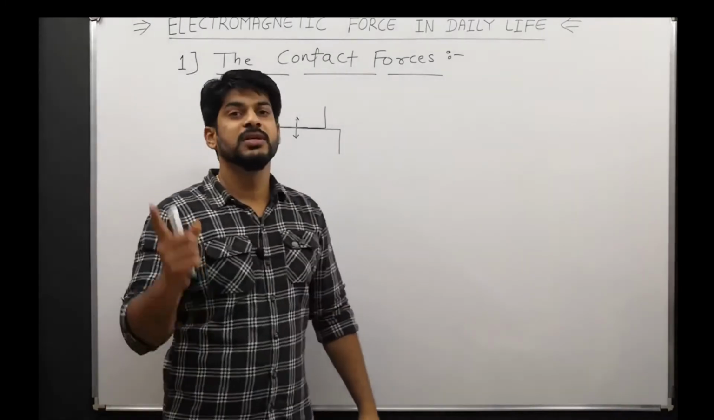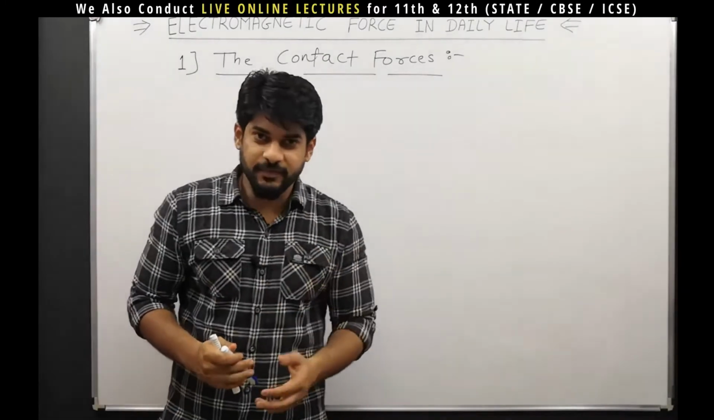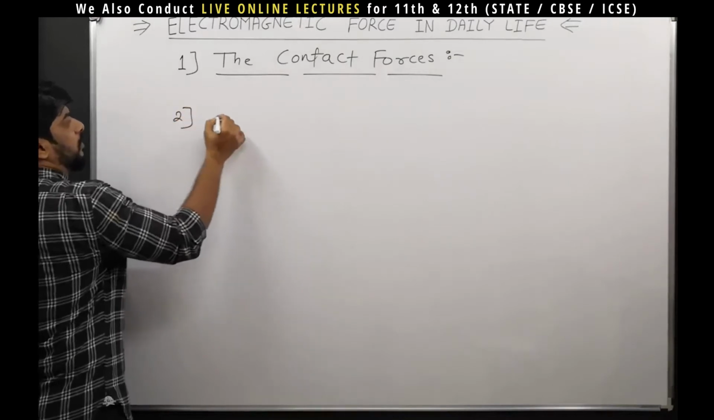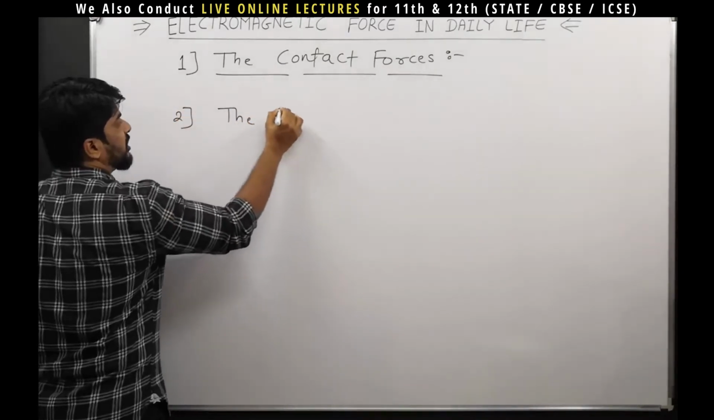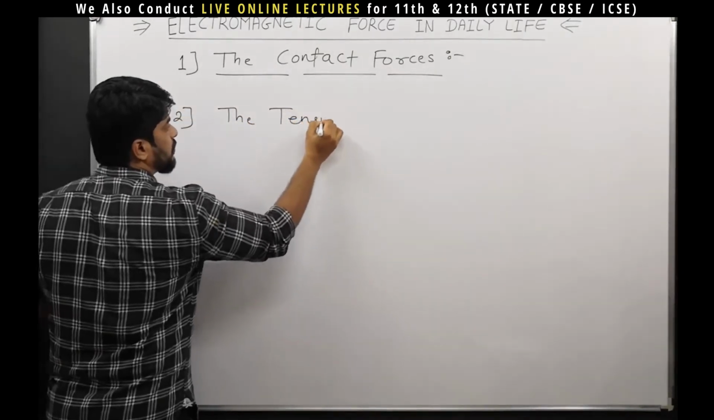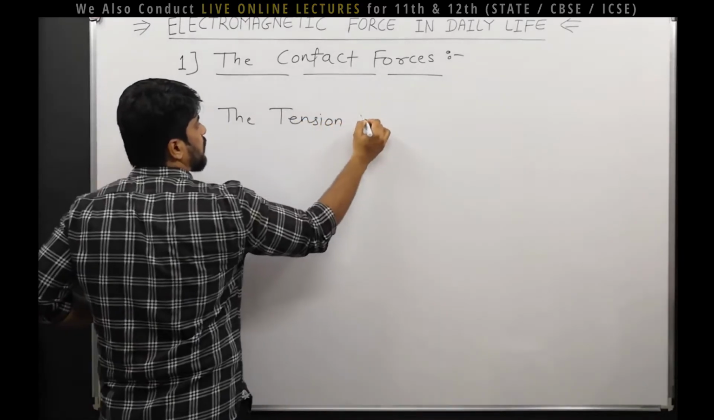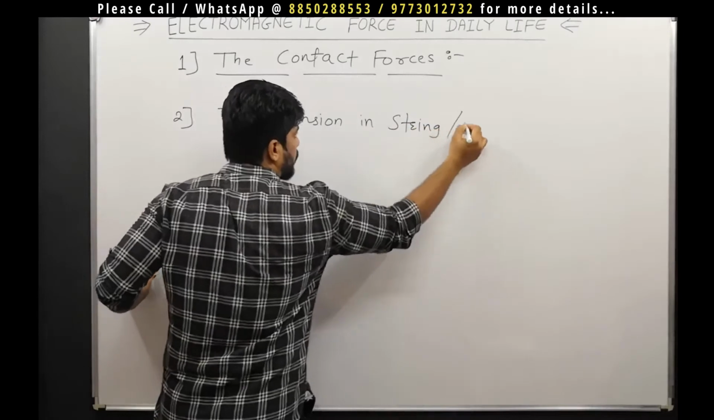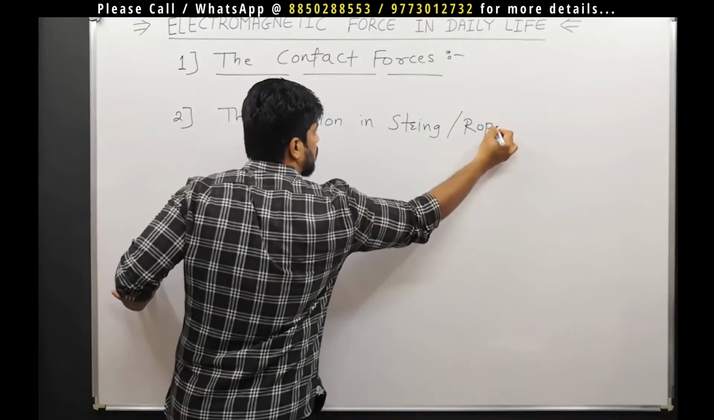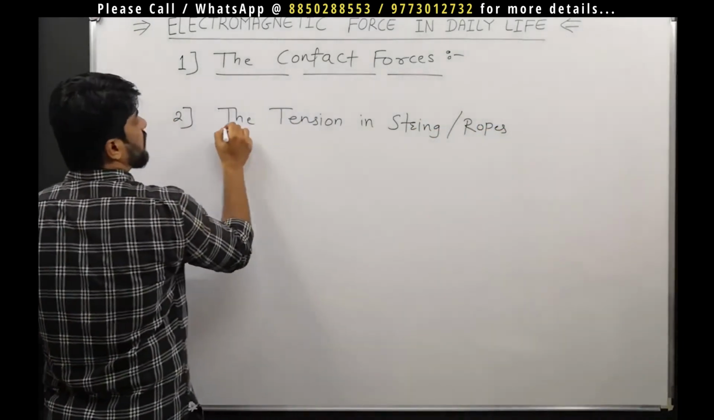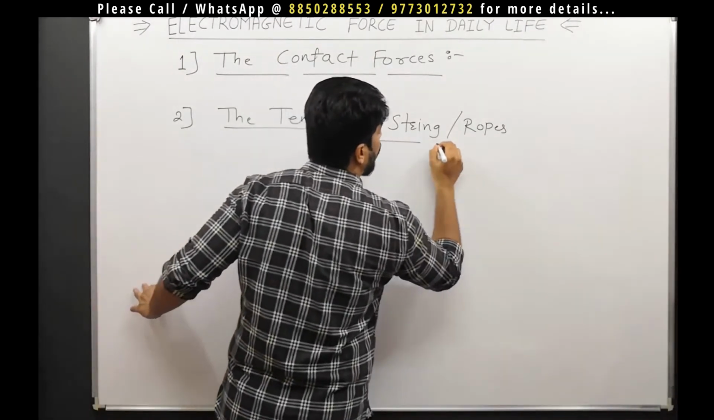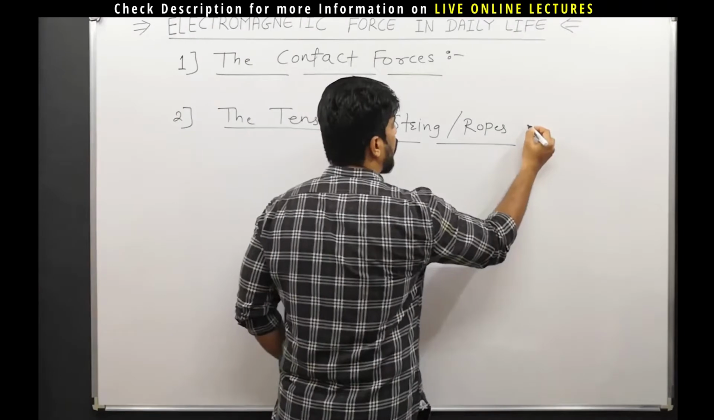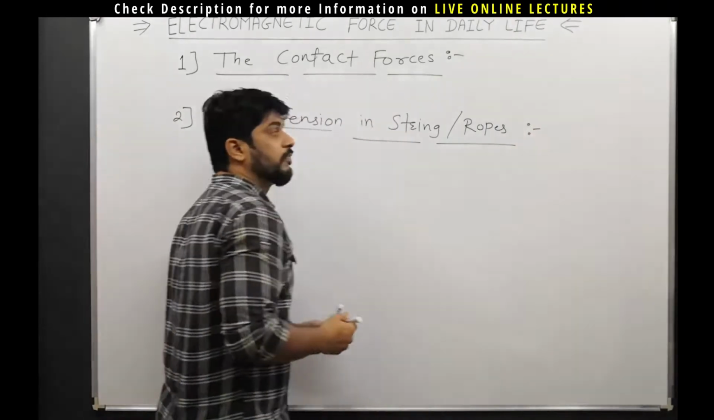Now let's go to the second one, which is the tension in strings or ropes. That is the second implication of electromagnetic forces.